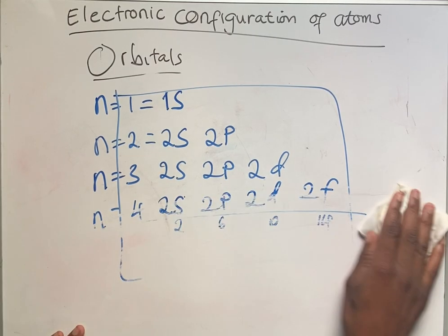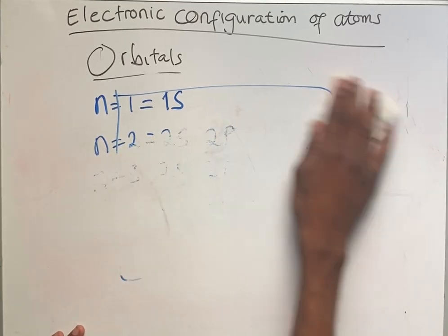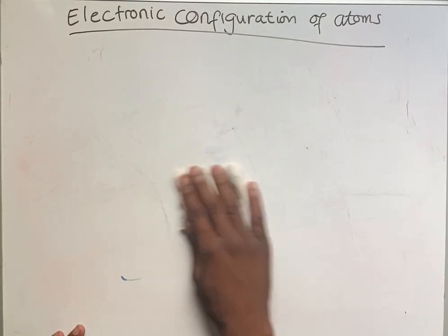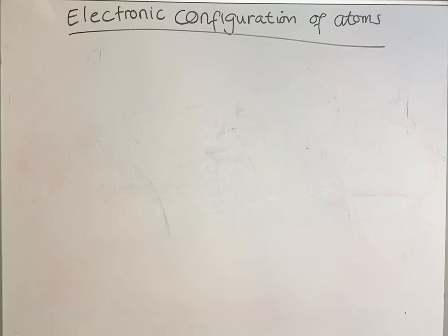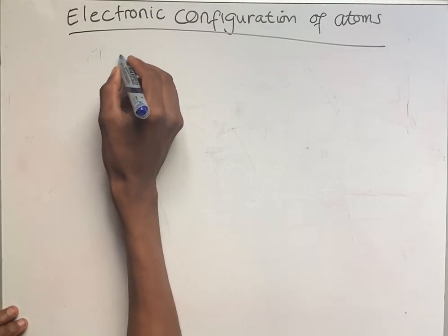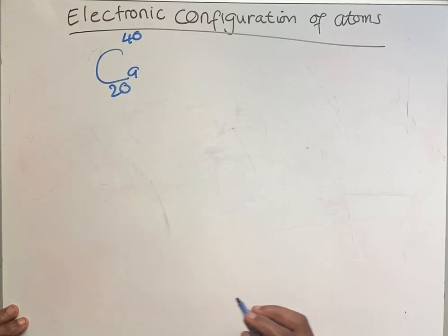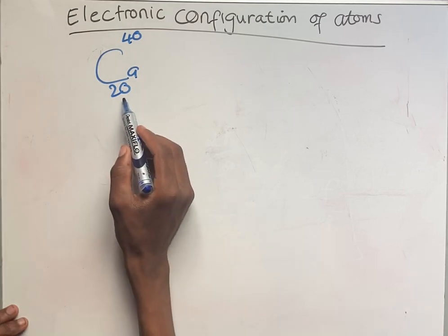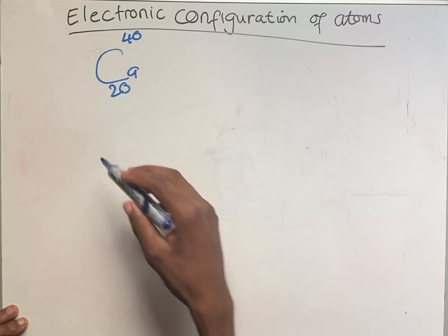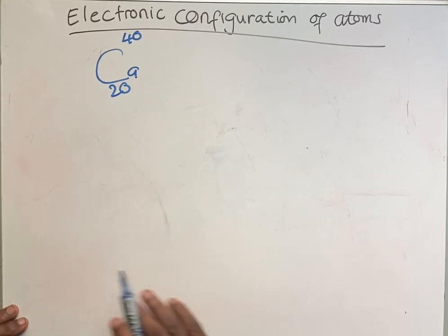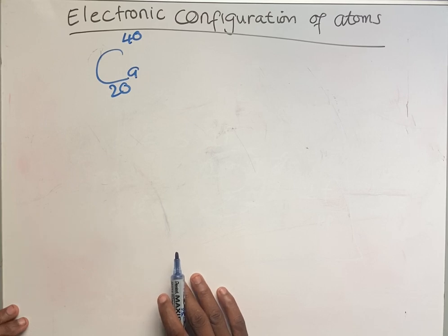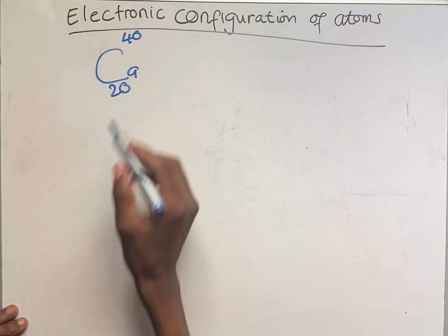Now let me teach you how to write the electronic configuration of calcium. Calcium, Ca, mass number 40, atomic number 20. When writing the electronic configuration, we use the number at the bottom, which is the proton number. Why are we using the proton number? The number of protons is equal to the number of electrons in neutral atoms. So we're using the number at the bottom there.